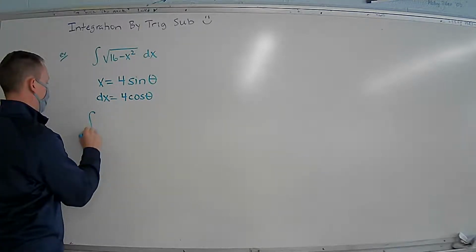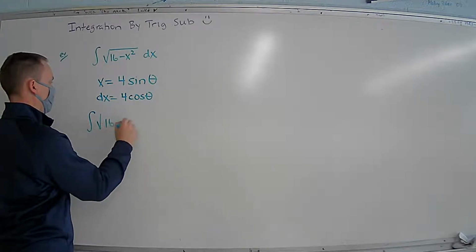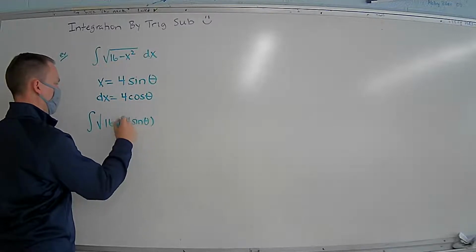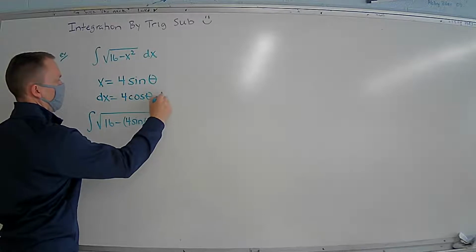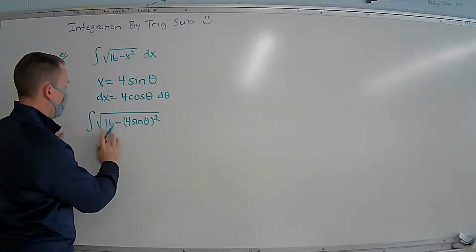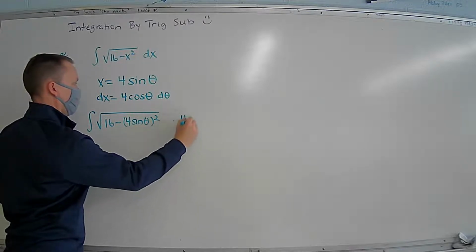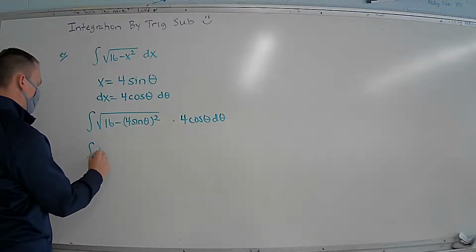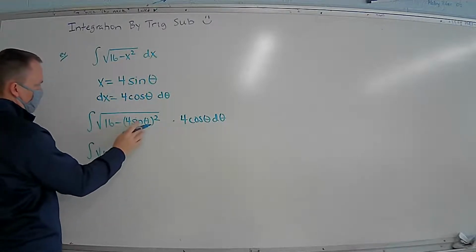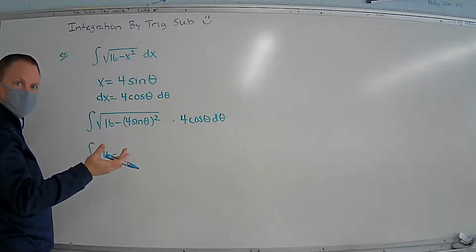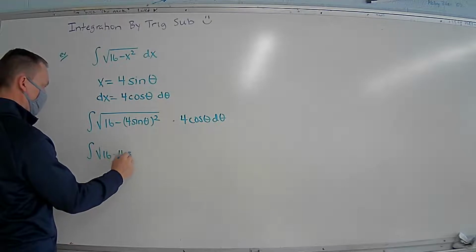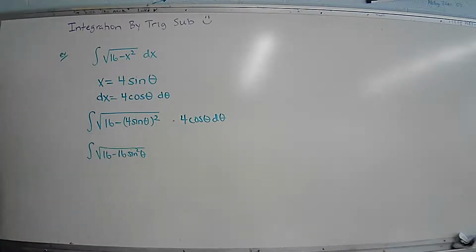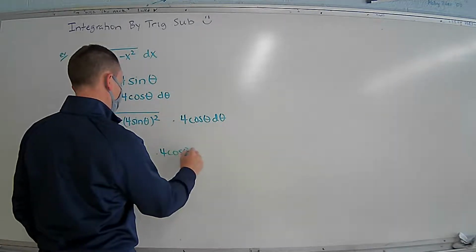So now if I make this substitution, I get the square root of 16 minus 4 sine theta squared. And then, I missed the d theta here. Did you guys forget that too? 16 minus 4 sine theta squared, and then over here, I'm going to put 4 cosine theta d theta. Now if I do a little bit of cleaning, what's 4 sine theta squared? Isn't that 16 sine squared? Because you have to square both the sine and the 4. Times 4 cosine theta d theta.